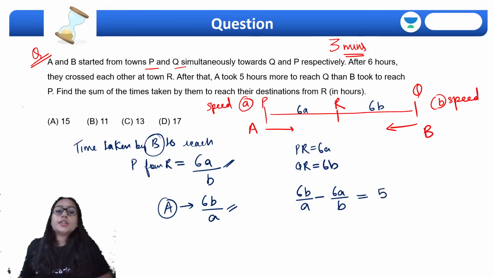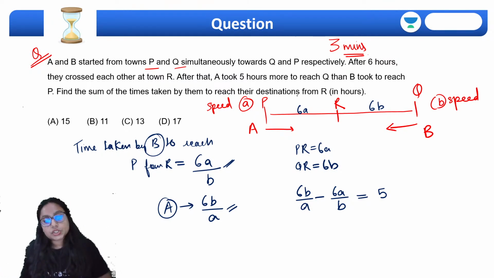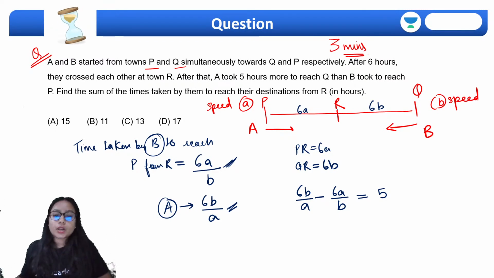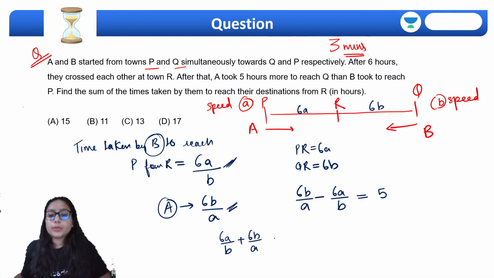Now we need to find the sum of the times taken by them to reach their destinations. So I need the addition of these two values. And what will be the sum? 6a by b plus 6b by a. What will be this value? If I take ab as the common LCM, I will get this as 6a square plus 6b square. So I need this value.